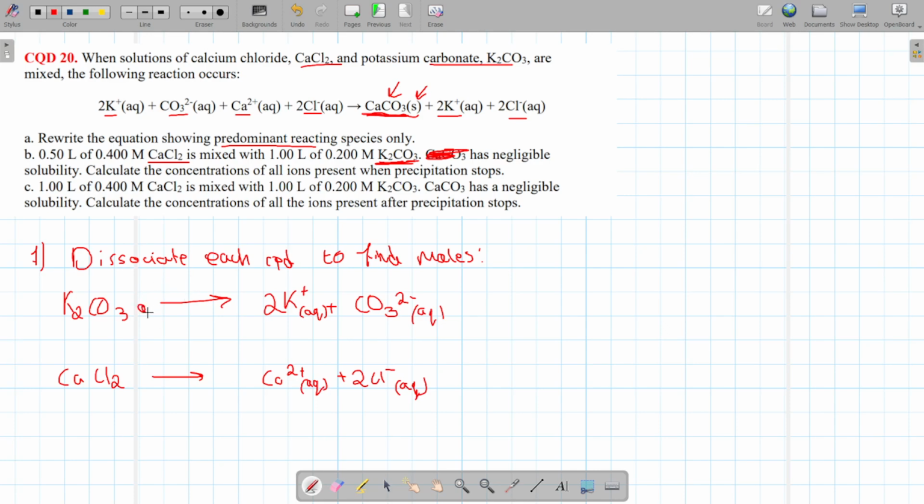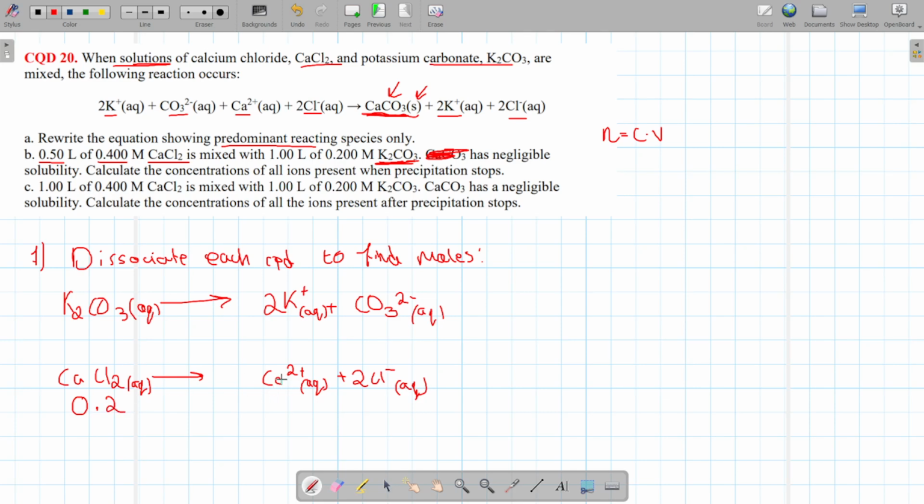And these are also aqueous because they're solutions. They said solutions. That doesn't really matter. What matters is the moles. They gave you the volume, they gave you the concentration of CaCl2, so can I find the moles? n equals Cv. Find the moles for each compound. CaCl2 is 0.5 times 0.4, which is 0.2. Should be 0.2 moles.